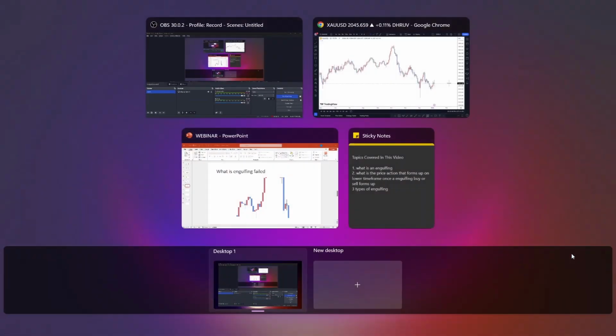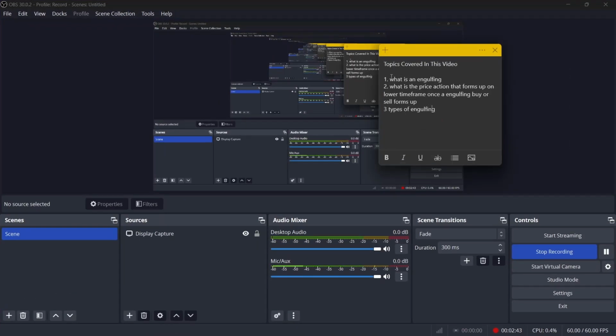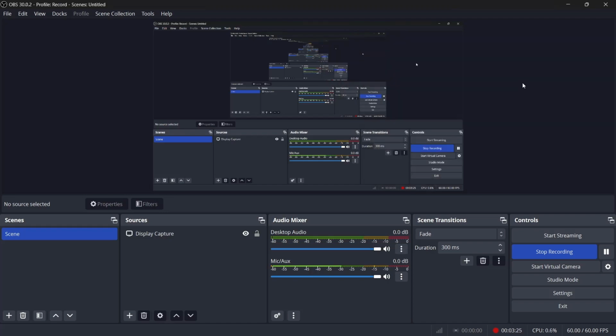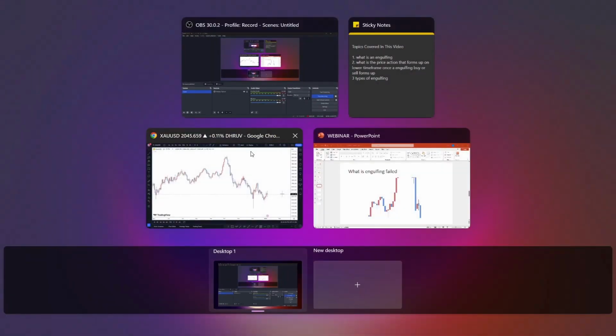Okay, so the things I'm going to be covering today: first, what is an engulfing. The second thing is what really forms an engulfing candle, buy or sell. I'm going to be going into the OHLC also. Today I'm going to be covering the basic foundation that is needed to go further. Another thing I'm going to be discussing is what price action forms on the lower time frame once an engulfing buy or sell forms. And the third is types of engulfing. So without wasting time, let me just go through.